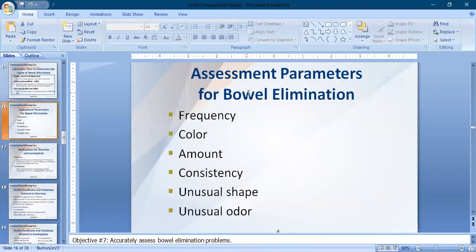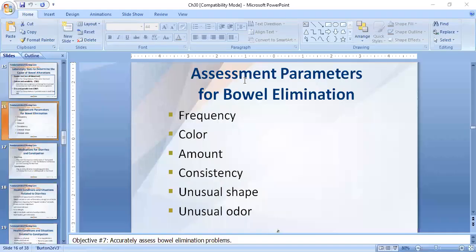Now go next. Assessment parameters for bowel elimination. What are the assessment parameters when you take the history of bowel elimination from the patient? We have to find out the frequency, meaning how many times they go to the toilet for bowel elimination, right? What is the color of the stool? What is the amount? Is it too much or not at all? Consistency: is it watery, like diarrhea, or too hard, constipation? Or unusual shape and size? Or a very offensive odor, right?